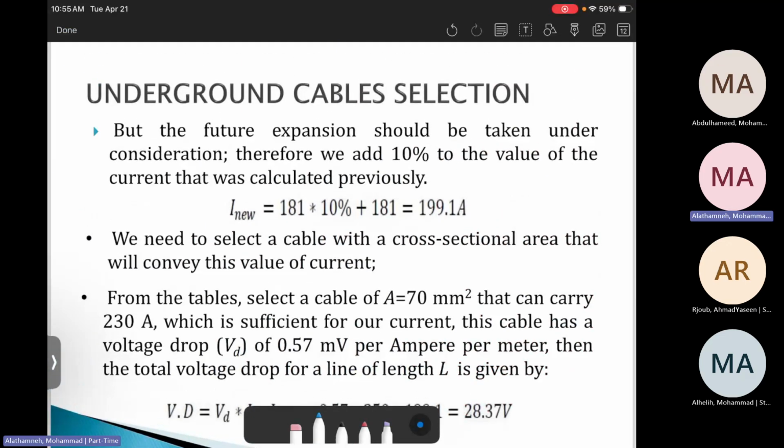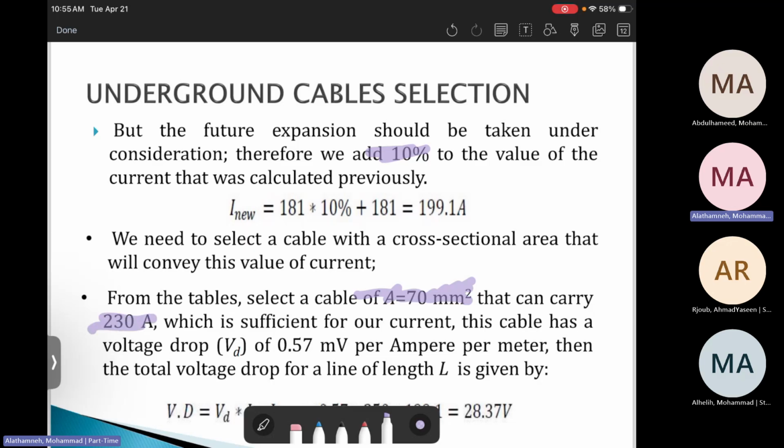Now, for future expansion, we should take into consideration an addition of 10% to the value of the current. Now let's calculate the new current. It was 181, then times 10%, which will make it 199. So we need to select a cable size that can handle this. Then from the cable table, select the cable size A equals 70 millimeters squared, which can carry 230 amps, sufficient for our current.